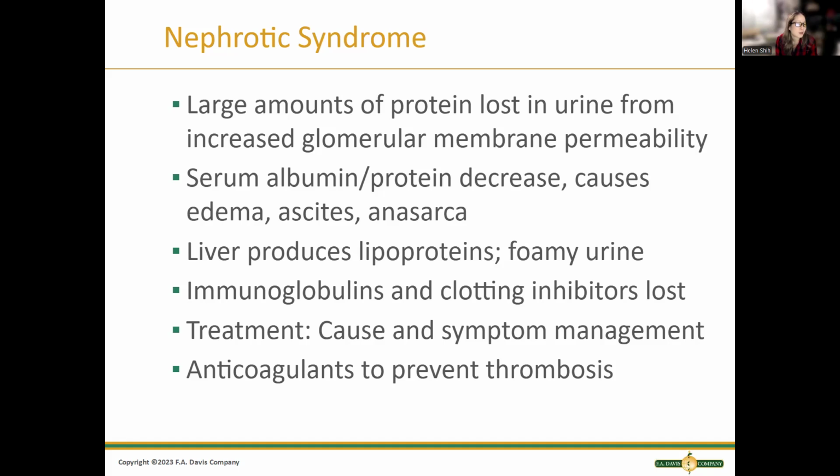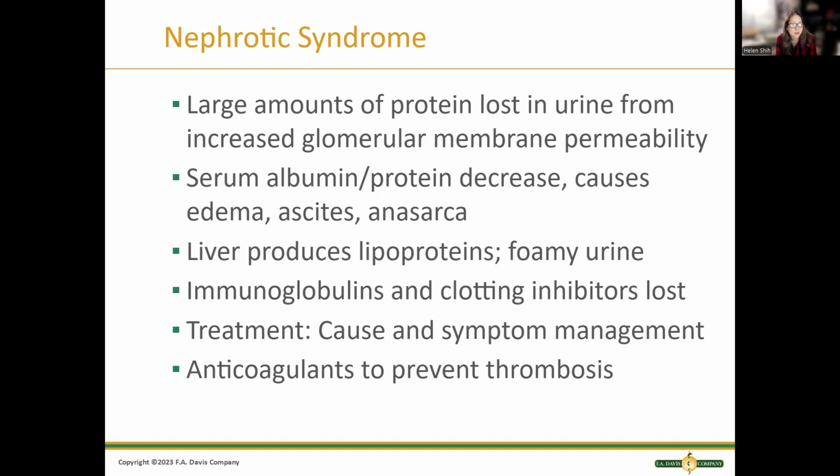Then immunoglobulins and clotting inhibitors are lost because these are generally produced by the liver. And if the liver is too busy producing lipoproteins to replace the albumin that you lost, it's not going to keep producing clotting inhibitors or immunoglobulins, which can impact the immune system as well as cause potentially bleeding disorders for the patient. Then the treatment is to treat the cause and then manage the symptoms.